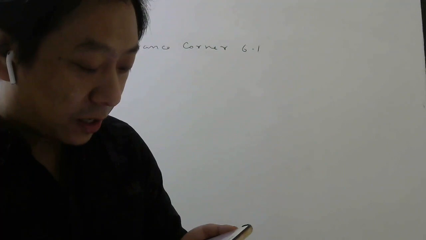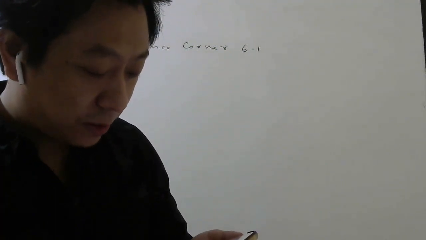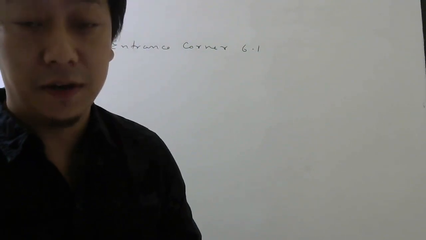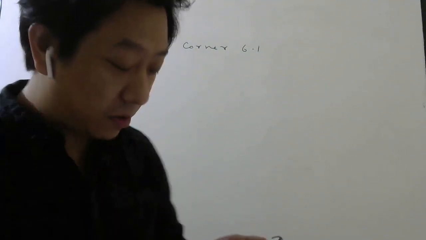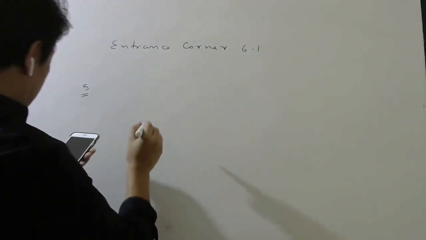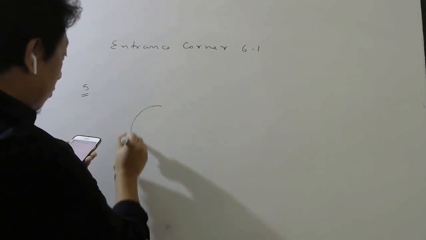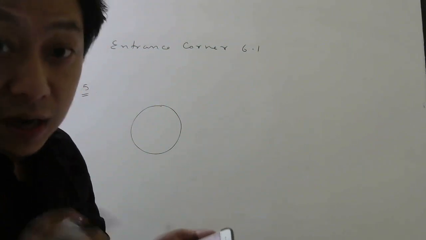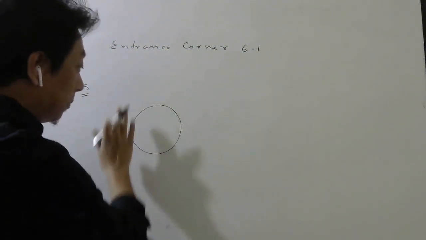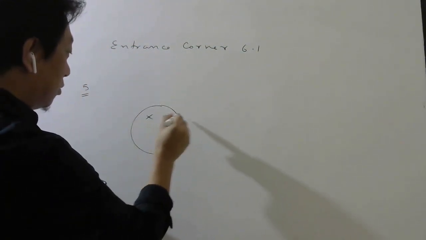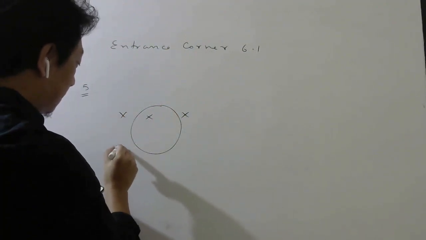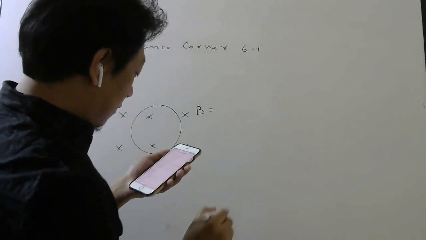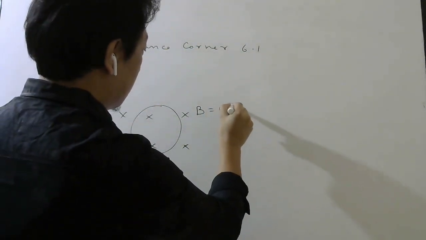Question number 5. A conducting circular loop is placed in a uniform transverse magnetic field. Uniform, transverse, perpendicular. So there is a circular conducting loop kept in a uniform transverse field, meaning perpendicular to the plane of the loop. Let us assume it is into the board. And what is the value they have given? 0.02 Tesla.